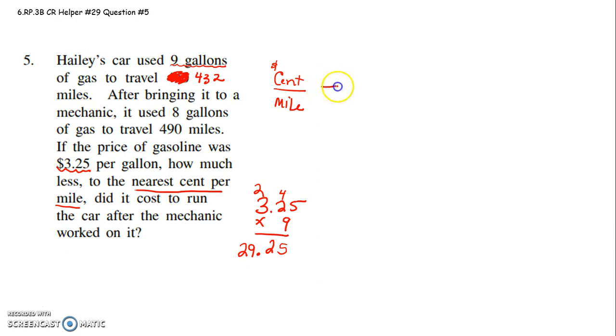So it looks like $29.25 was spent, so it cost them $29.25 to travel 432 miles, and we want to the nearest cent per mile. So we're asking how many cents in just 1 mile.